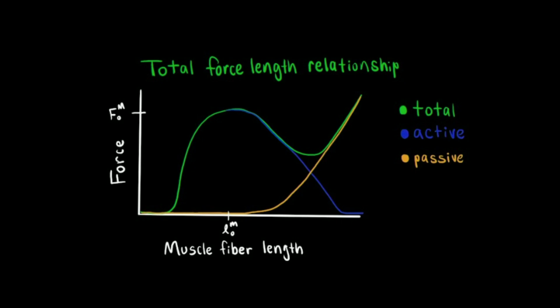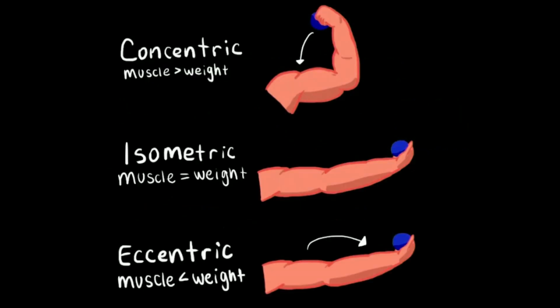Those cross bridges that we discussed in the beginning are what contributes to muscle contractions. There are three types of muscle contractions: concentric, eccentric, and isometric. For concentric contractions, the muscle shortens during an active contraction. In this scenario, the muscle is lifting an external load that is smaller than the maximum force being produced by the muscle. One example is lifting a weight during a bicep curl.